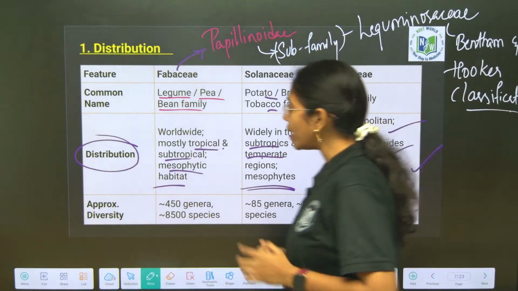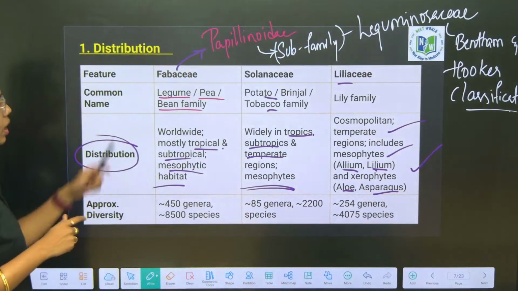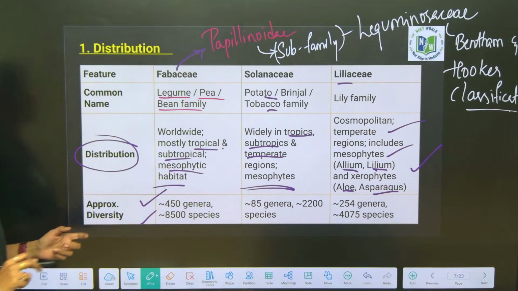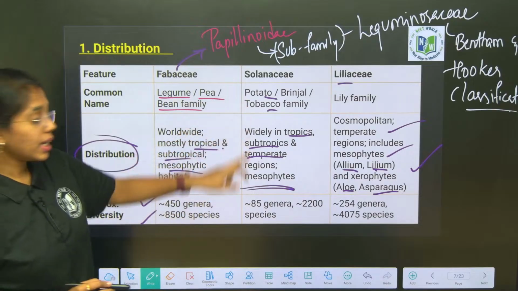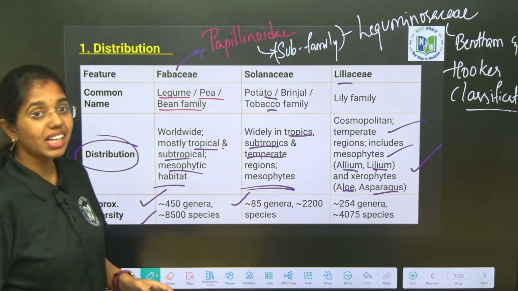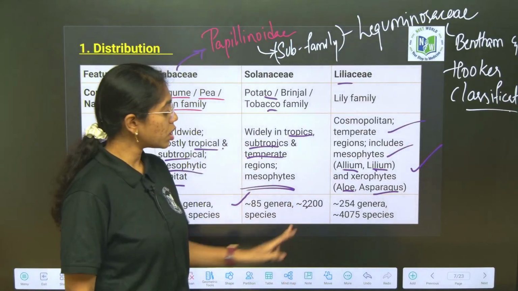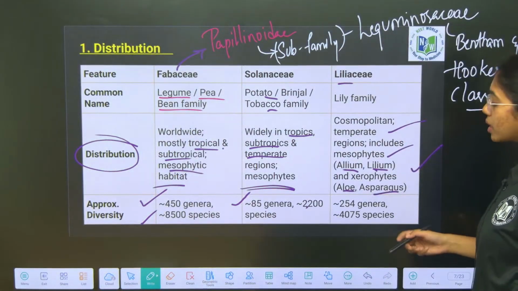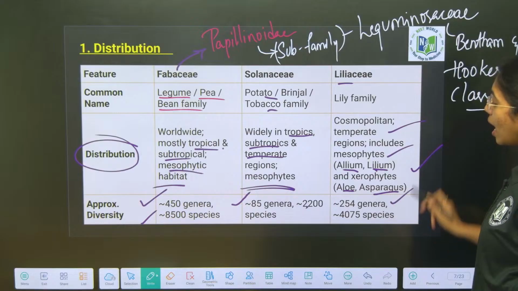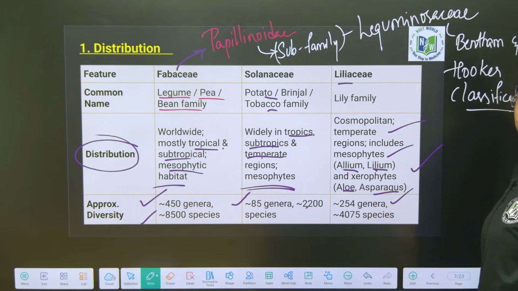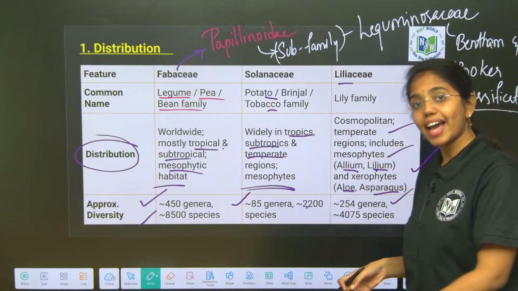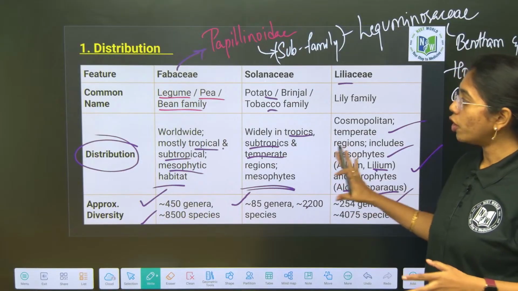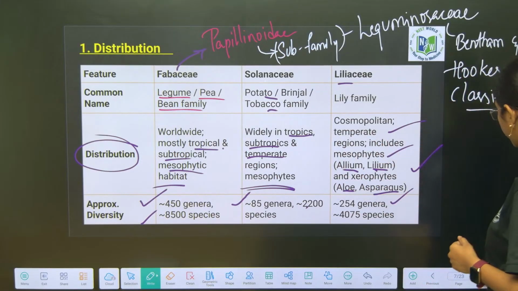Fine. Approximate diversity of these members. Fabaceae members, approximate diversity is 450 genera, 8500 species. Solanaceae members are present across 85 genera and around 2200 species. And the highest, Liliaceae members, 254 genera and 4075 species. You need not remember the exact number, but at least remember the approximate number to identify among the options. I hope the diversity or distribution is clear with respect to these three families.